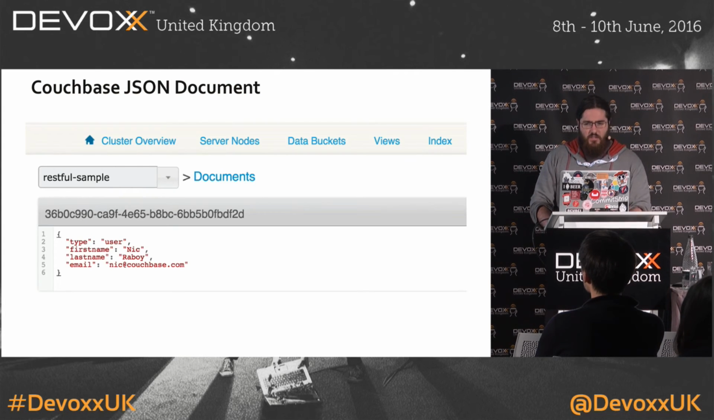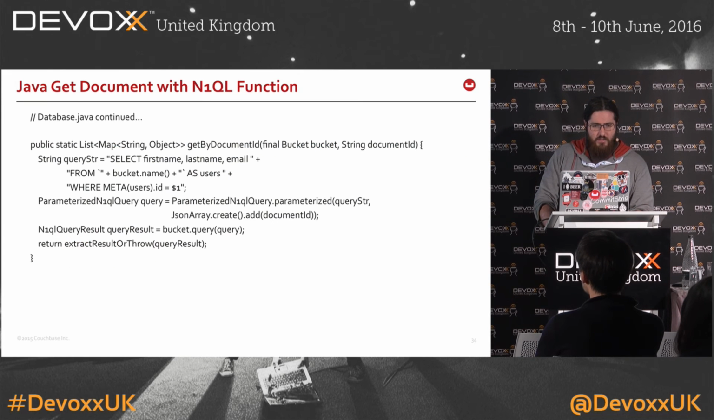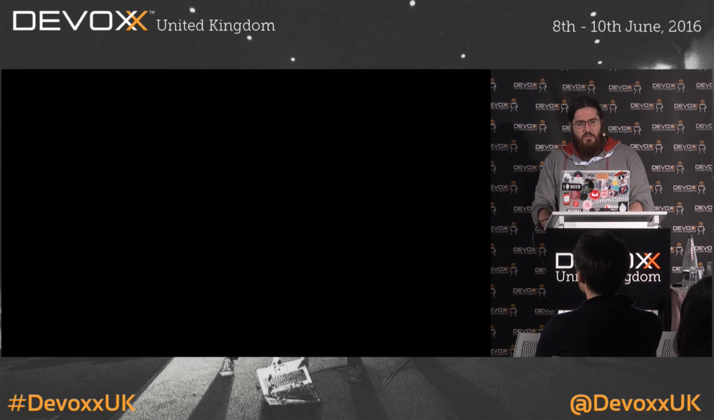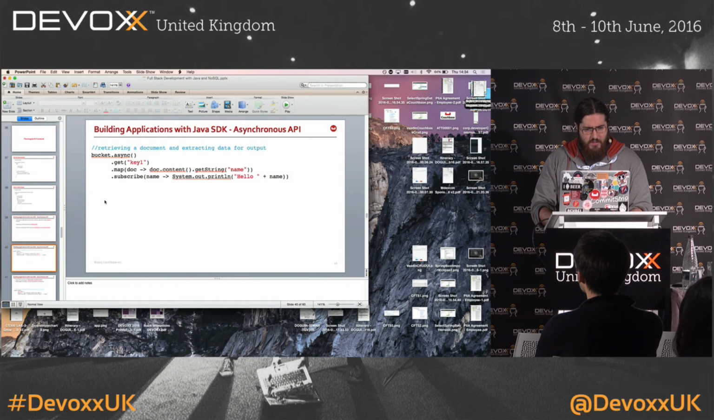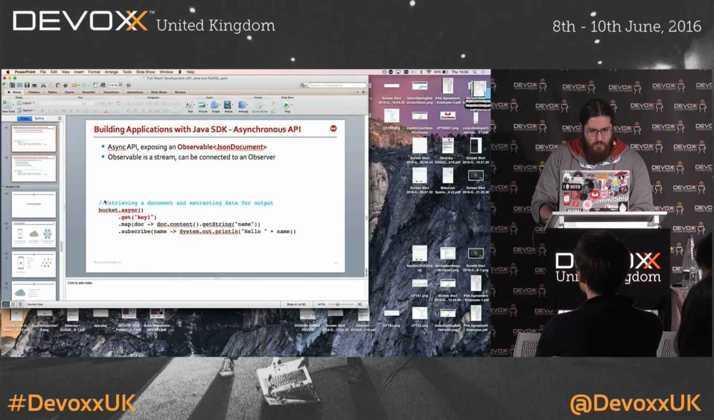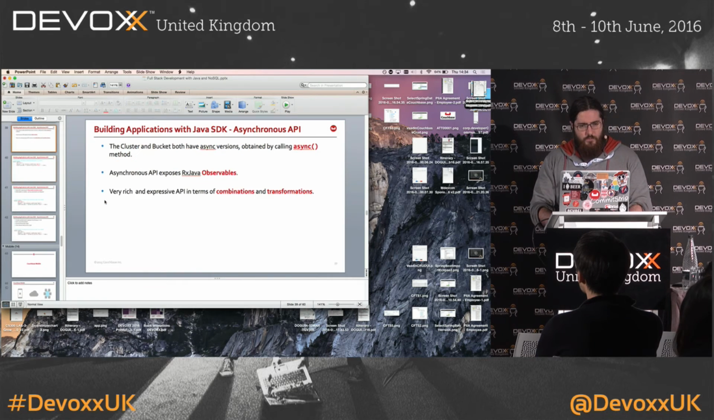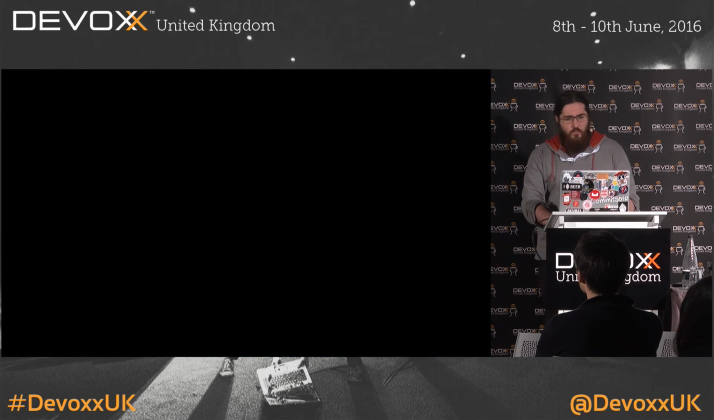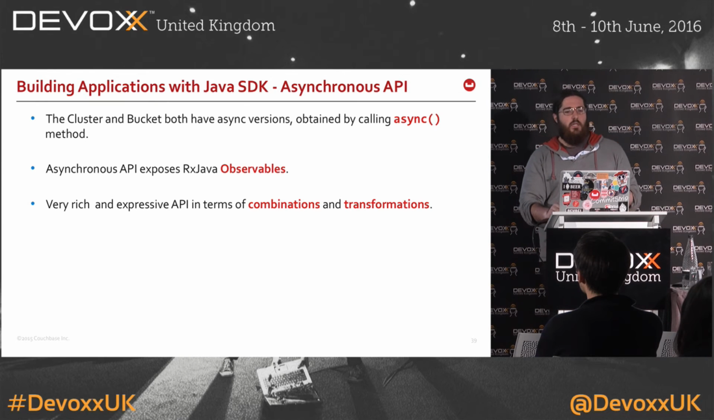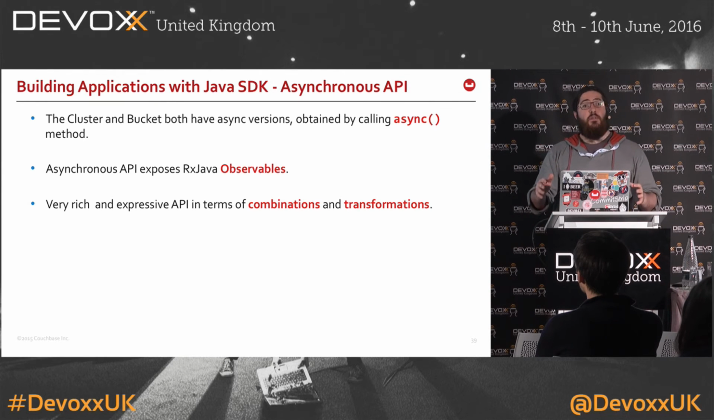And this is just an example of the Couchbase UI. I will show you that in detail later on. We don't have to go through all this function. We probably don't have to go through all the AngularJS front end again because we just did it. There you go. And talk a little bit about RxJava and the asynchronous way of doing things.